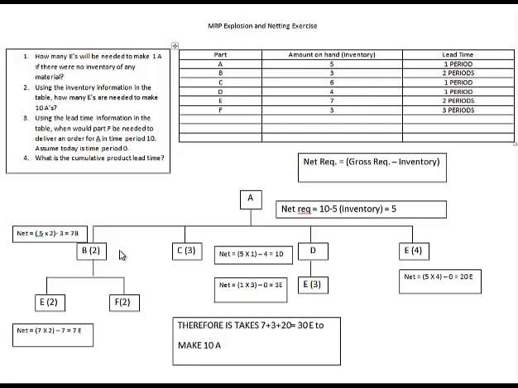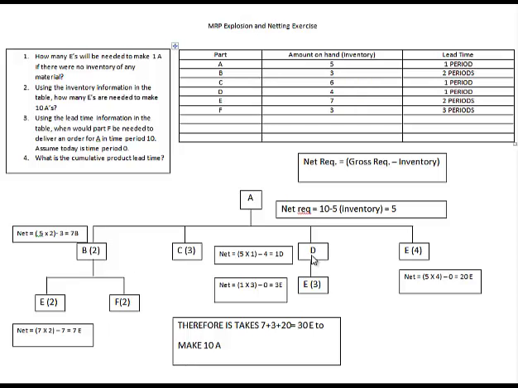Now we're going to take those 7 B's, the net required, and carry it down to the next level of the bill of material. So in order to make 7 B's, how many E's will be required? Well, it takes 2 E's to make 1 B. So to make 7 will be 7 times 2, which is 14. And we have 7 E's in inventory. We'll use up those 7 that are in inventory and leave us with a net required of 7 E's.